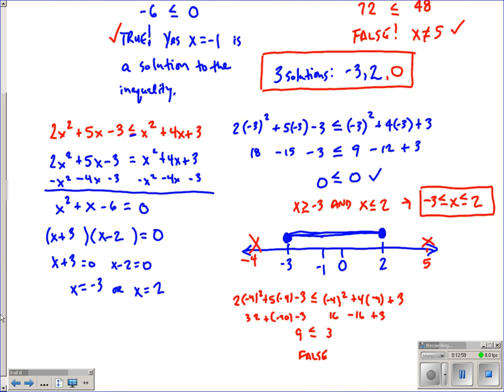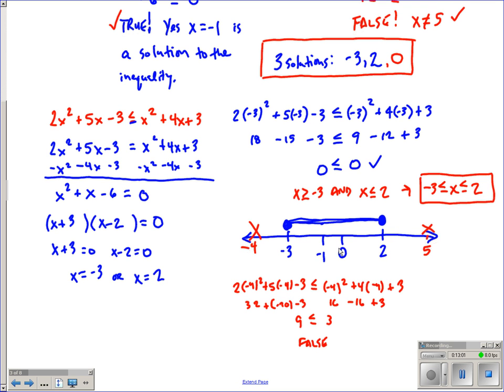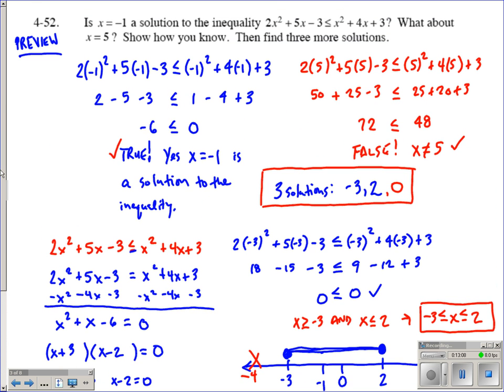You'll see that when we get into graphing inequalities on the calculator, you'll see them even easier or even quicker. So remember, this is just a preview problem. Don't freak out if you don't fully understand it, but you should be able to grasp some of it. It's problem 4-52.